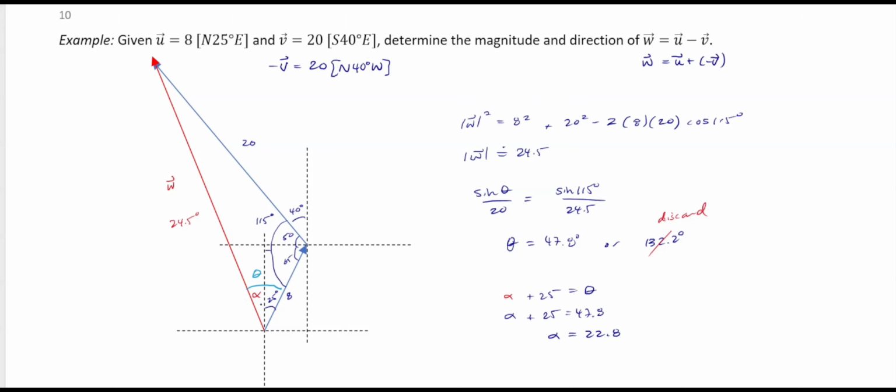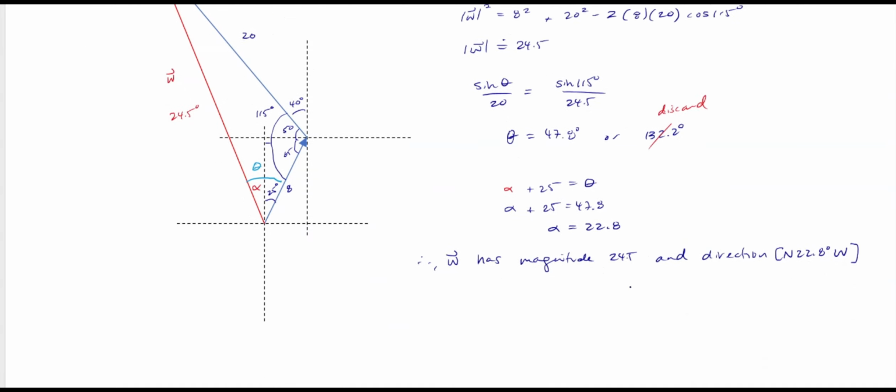Okay, so if I know that this angle is 22.8, then I can say, therefore, W has magnitude 24.5, and direction north 22.8 degrees west. Okay, alternatively you could say 22.8 degrees west of north.